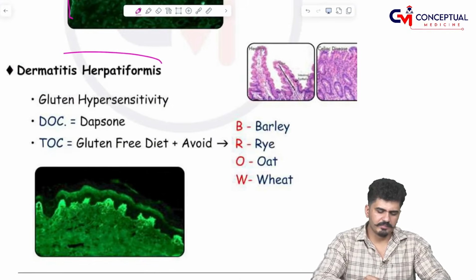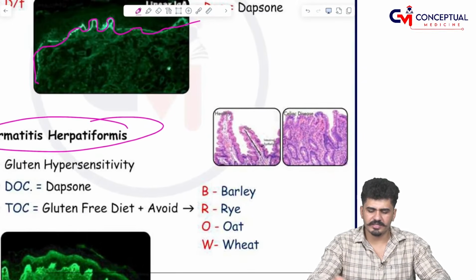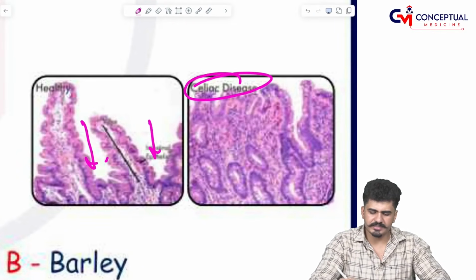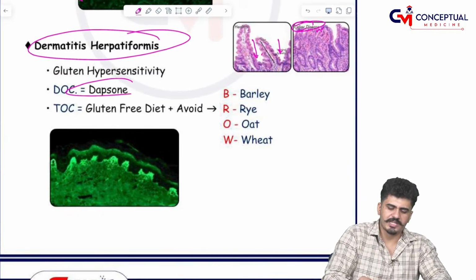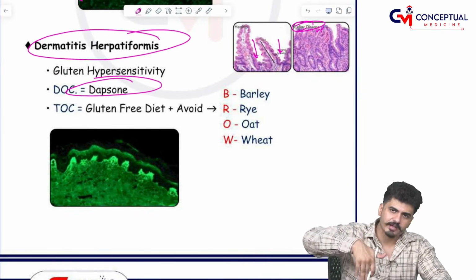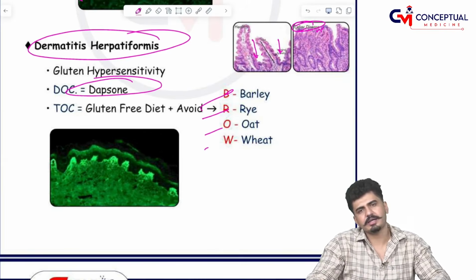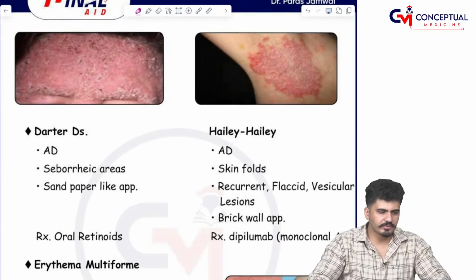This is it. Now dermatitis herpetiformis. This is associated with celiac disease, where there is crypt hyperplasia. You can very well see these are the crypts. But in celiac disease, there is hyperplasia of the crypts, that is why there is no gap left, sir. Drug of choice is dapsone. Plus you have to take a gluten-free diet, and you have to avoid barley, rye, oat, wheat. Here you can see the crypt hyperplasia has happened, sir. Now coming to the next one.